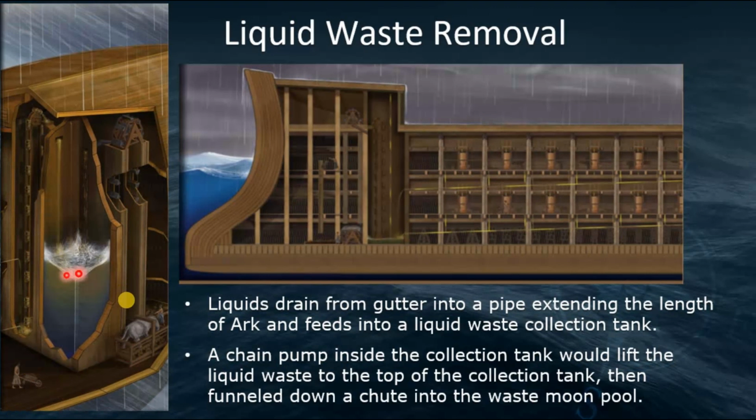So you have one chain taking all the liquid waste, throwing it up and coming out into the moon pool, and another chain taking all the solid waste and coming into the moon pool. So then it gets flushed out into the ocean.